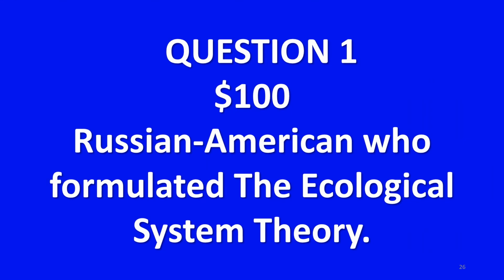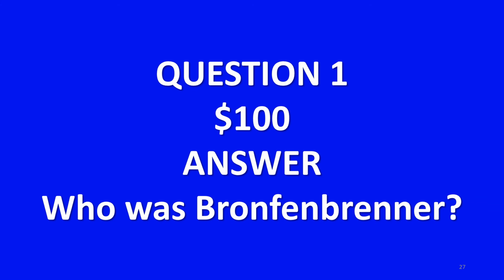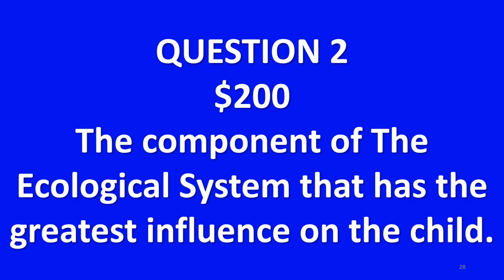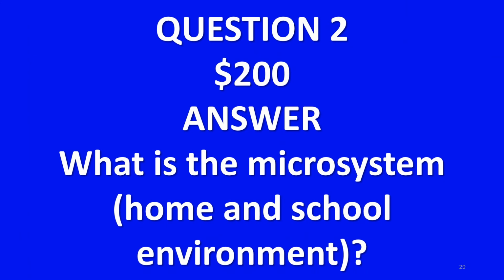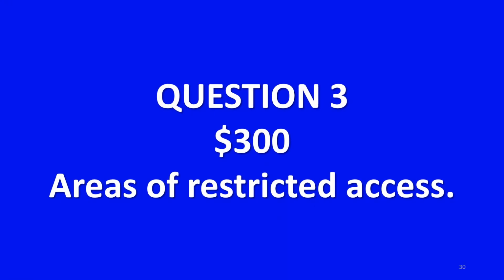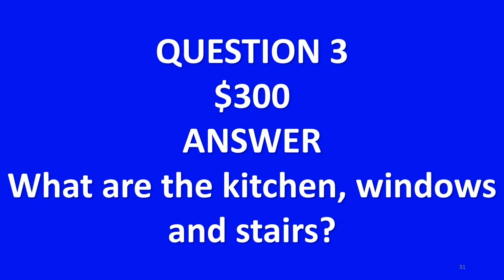Question 1. Russian American who formulated the ecological system theory. Who was Bronfenbrenner? Question 2. The component of the ecological system that has the greatest influence on the child. What is the microsystem, home and school environment? Question 3. Areas of restricted access. What are the kitchen, windows, and stairs?